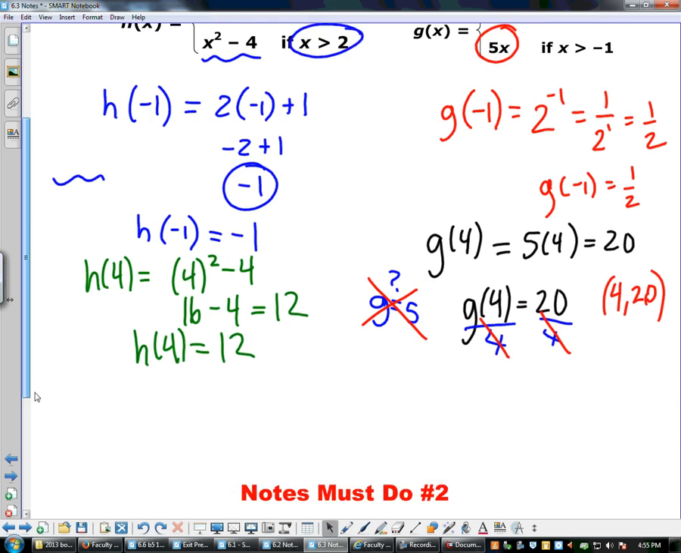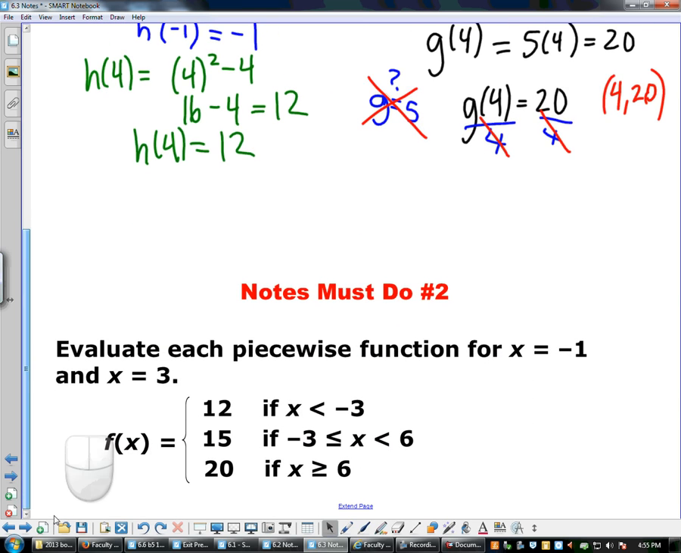Okay, so that brings up notes must do for you. Notes must do number 2. You're evaluating this piecewise function for x equals -1 and x equals 3. So if there are 3 different equations or 3 different functions, will they get 3 different answers for each of these, Miss Bella? You will not. You will figure out which one you should use. So what domain do each of those x values satisfy, and then use that one rule to answer it. All right, so you should just have one answer for x equals -1 and one answer for x equals 3.